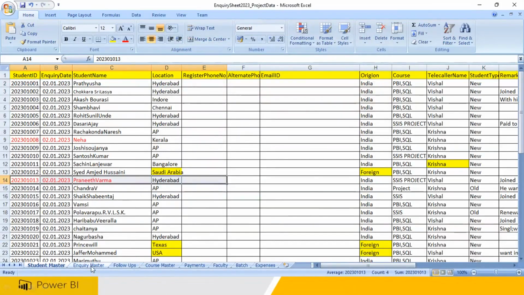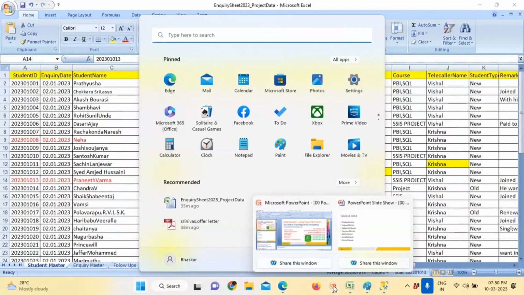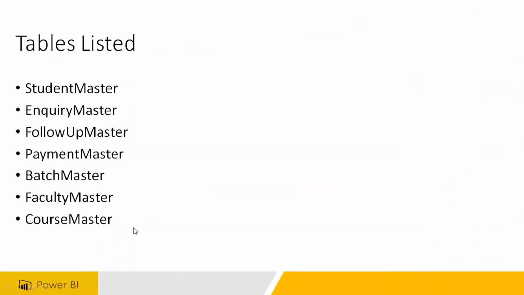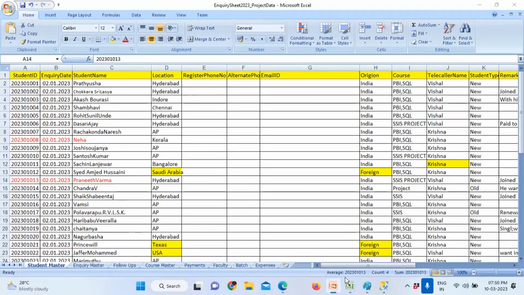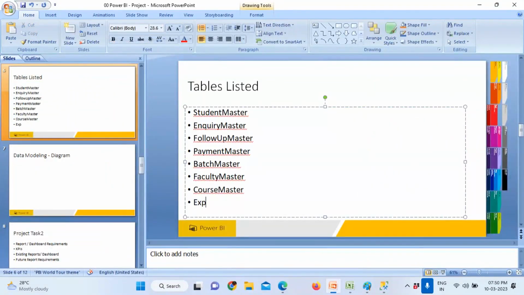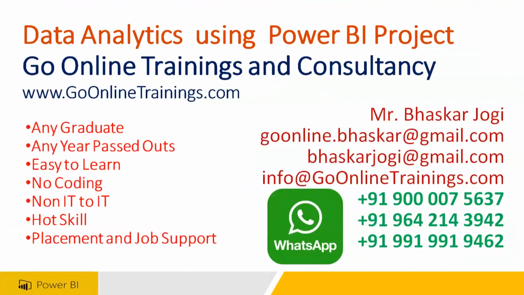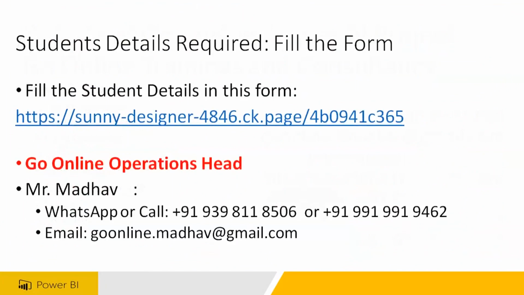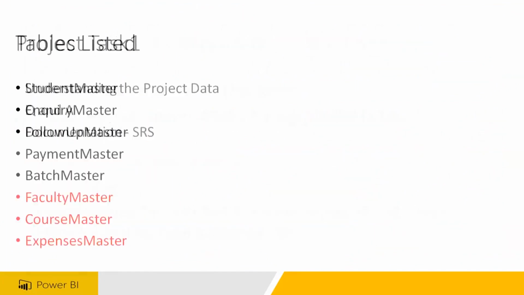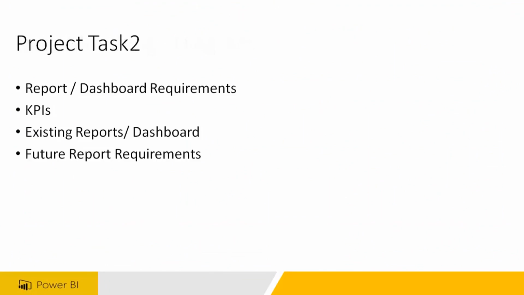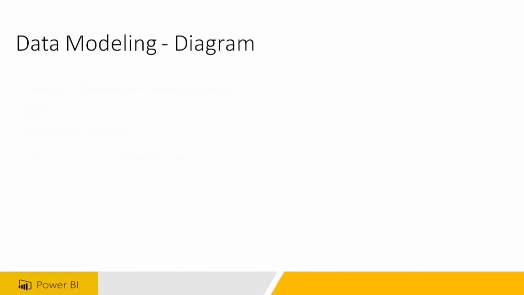So what are the tables I'm going to be using? As of now, I'm going to be using these tables only. The expenses table is not there, but I may use it later. So I want to update. Expenses master: these tables are as of now not there, so they will come later, but the remaining tables are there. These tables I'm going to be using later, and I'm going to be creating a proper data modeling in the next session.